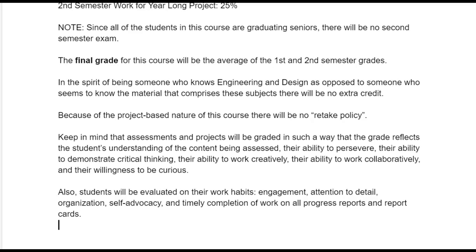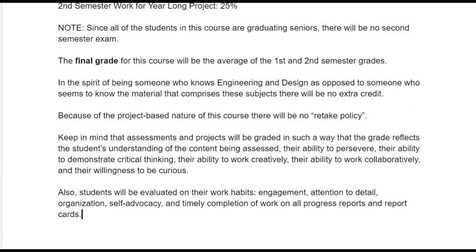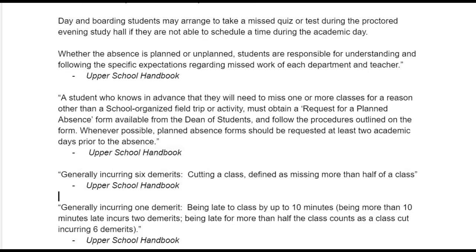The work habits are the sliders on the report card. These are engagement: are you there and are you present? Are you working actively? Are you paying attention to detail? Are you organized? Are you self-advocating? Like, if you don't understand something, are you ready to deal with that? And is your work getting done on time? These are things that will be dealt with in the sliders on the report card.